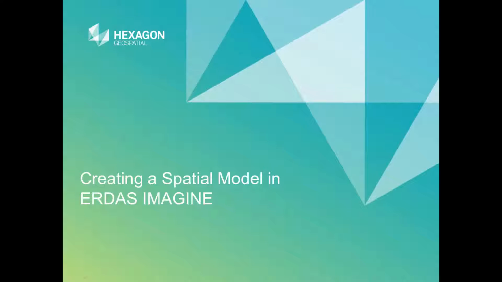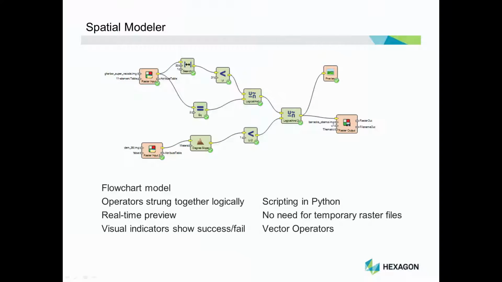In this module, you'll be introduced to the Spatial Modeler, understand its basic components, and finally build and execute a model. The Spatial Modeler allows you to build a flow chart that contains operators strung together logically to produce output results. Real-time previews and visual indicators allow you to inspect the model as it runs, easily find and correct errors, and see the results before running the model.